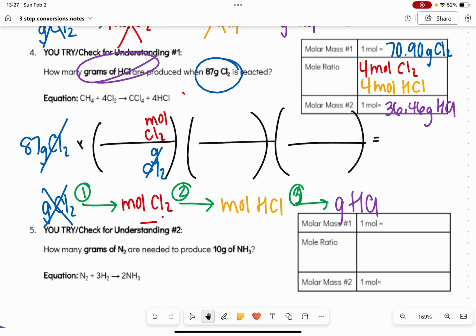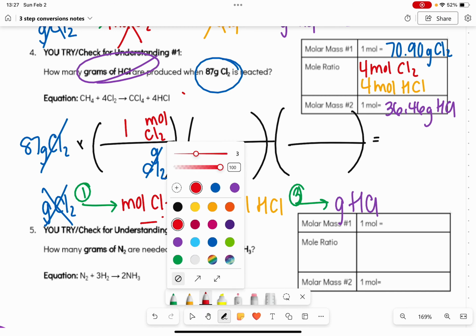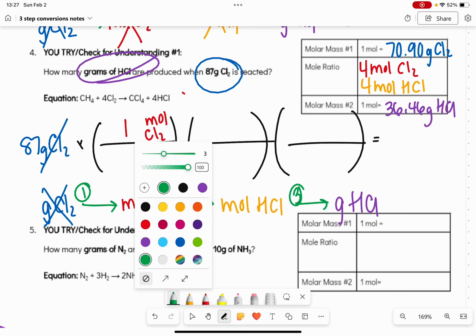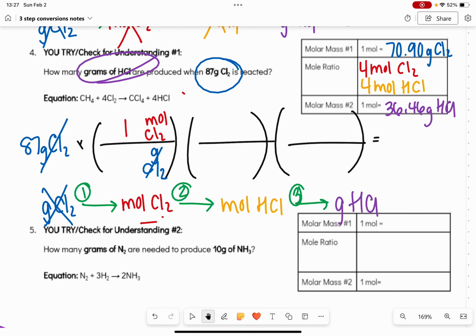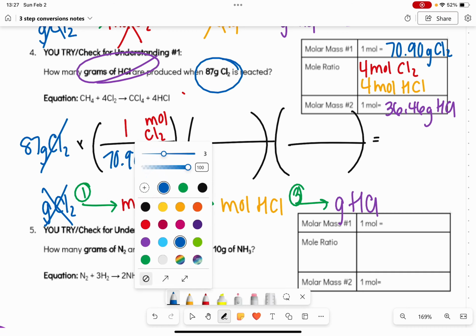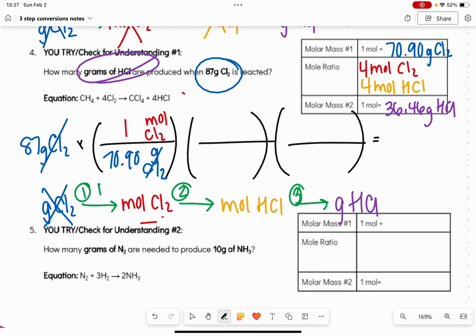I know that from my conversion, 1 mole of Cl2 is equal to its mass, 70.90 grams Cl2. So 1 is going to go with the mole Cl2, and 70.90 is going to go with the grams. Okay, so your first conversion was your mass of Cl2 to moles of Cl2.